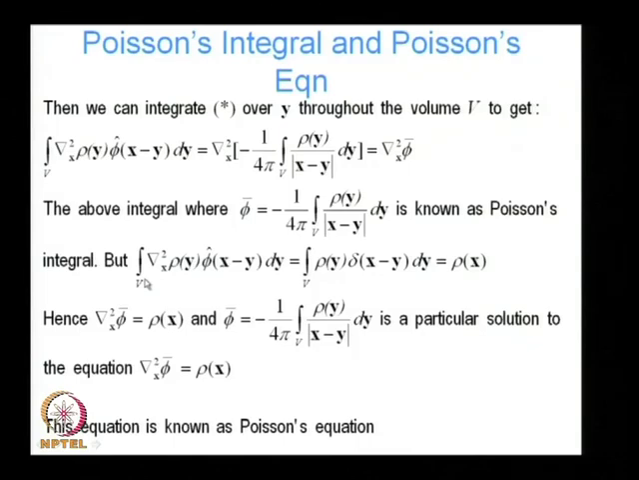But let us recall Laplacian of x square rho of y phi hat x minus y dy is equal to rho of y delta x minus y, because I know that Laplacian of x square phi hat x minus y is just like delta x minus y.